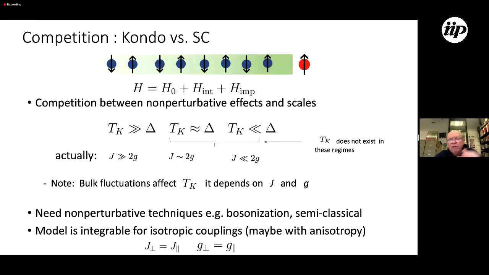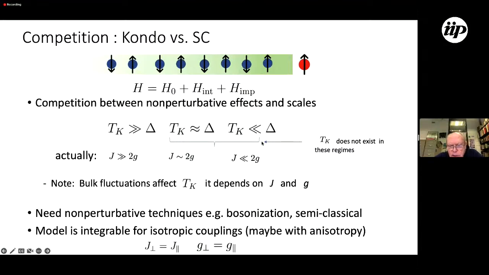So what is the physics that we are trying to capture? As I say, this problem has been around since the 60s, and people were saying you have two scales. One is the Tk, which describes the impurity, and one is delta, which characterizes the bulk. So if Tk is very large compared to delta, you assume the Kondo interaction dominates, and then you have another regime where Tk is of order delta or Tk is very small compared to delta.